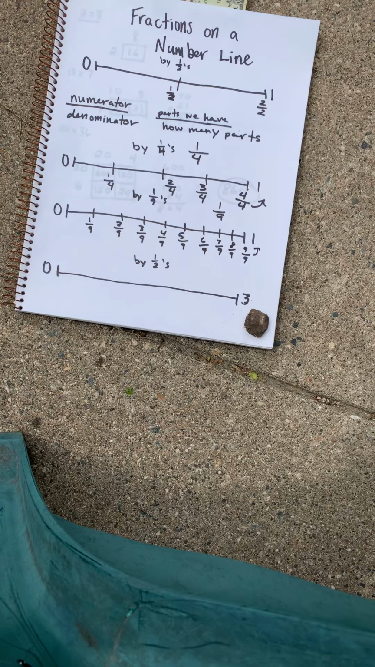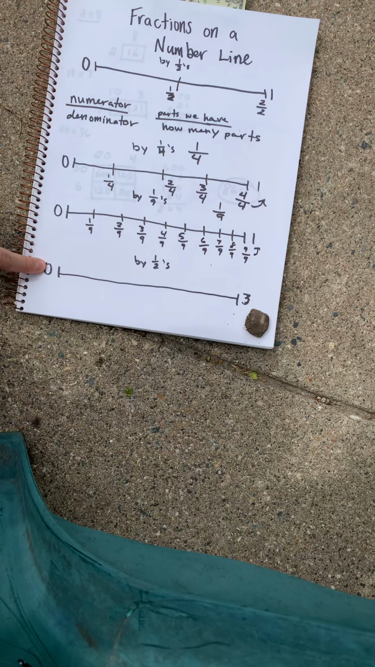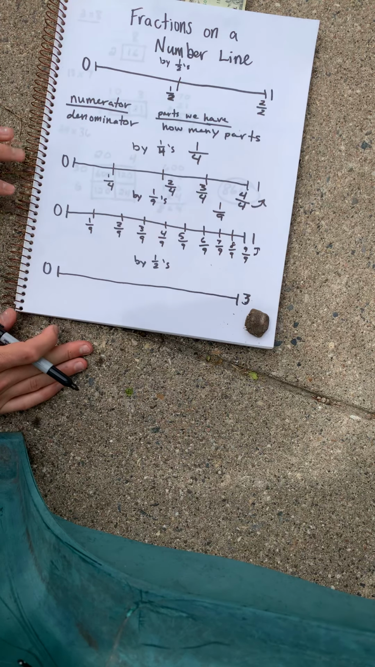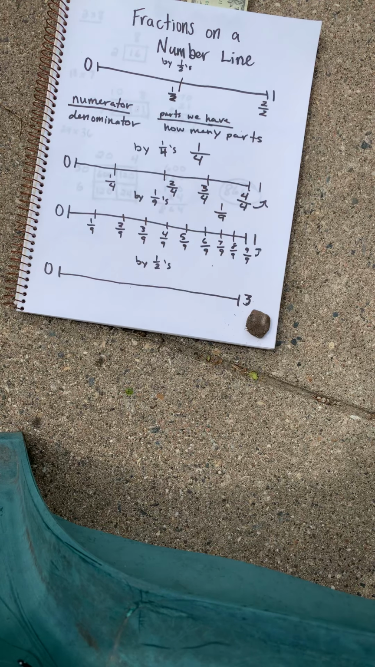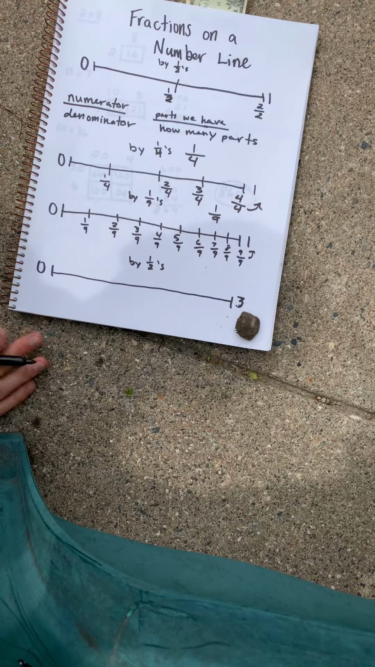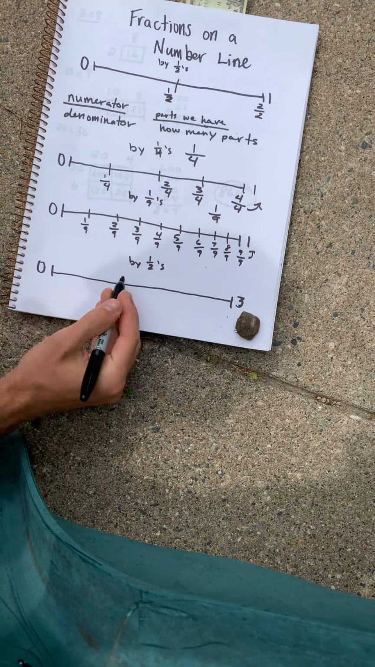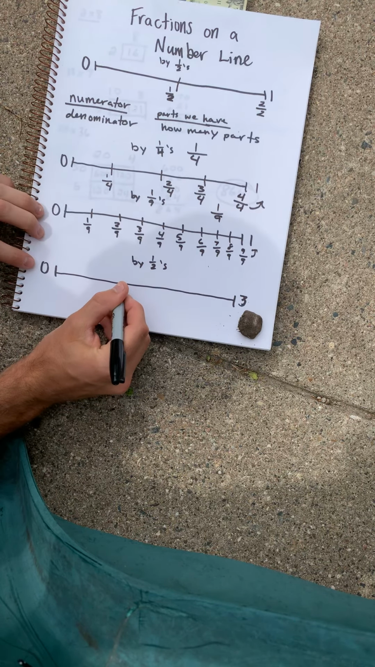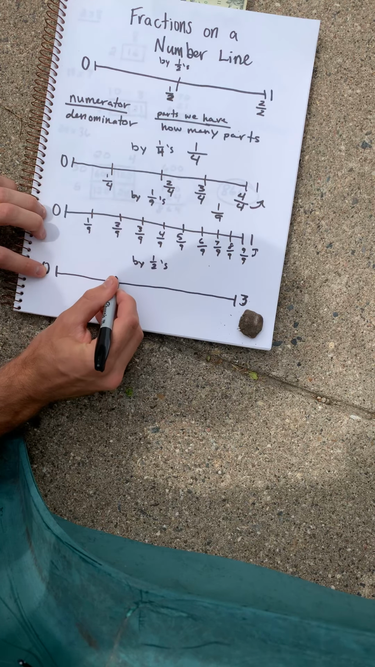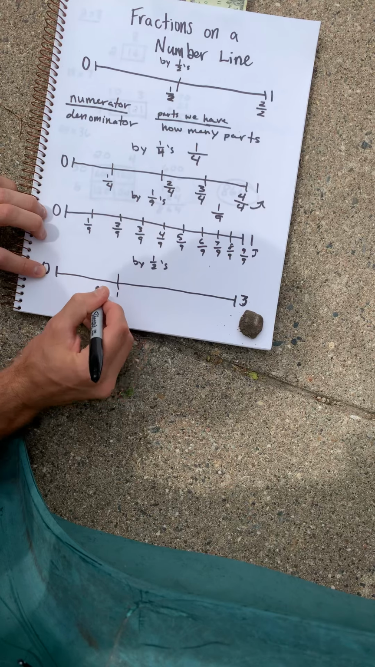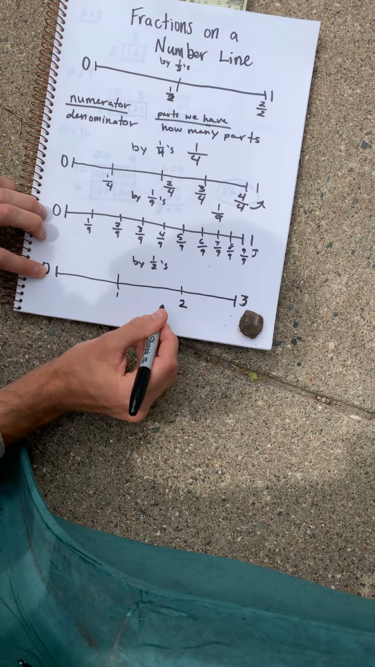All right, now things are getting tricky. Notice that my number line goes from 0 to 3 now. 0 to 3 is going to be a little different. We're counting up by halves, but we're going from 0 to 3. So I have to think of how I can make this number line a little different. My first step is I'm going to split it up into 3 parts because our whole is 3. So I'm going to go 0 to 1, 1 to 2, and 2 to 3.